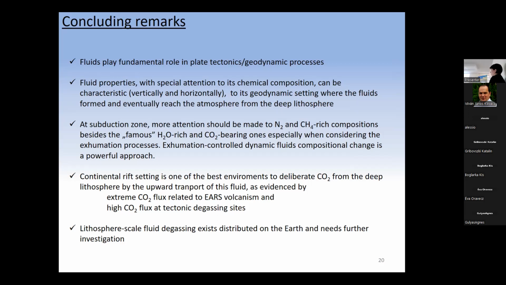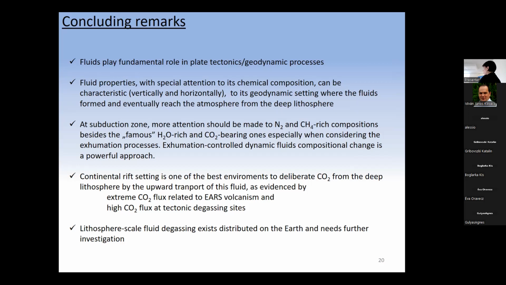Fluid properties, with special attention to chemical composition, can be characteristic by means of vertical and horizontal scale to its geodynamic setting. Of course, there are lots of things to do just to refine it, but I think we could do it somehow. It's similar to the basalts, the OIB basalts and the MORB basalts are a little bit different from each other because they reflect different situations on the Earth. This is true for the fluids, and this will be very helpful for us in the future.